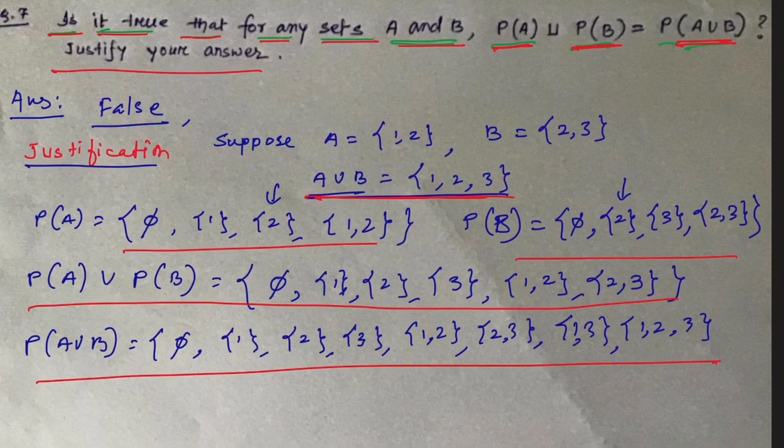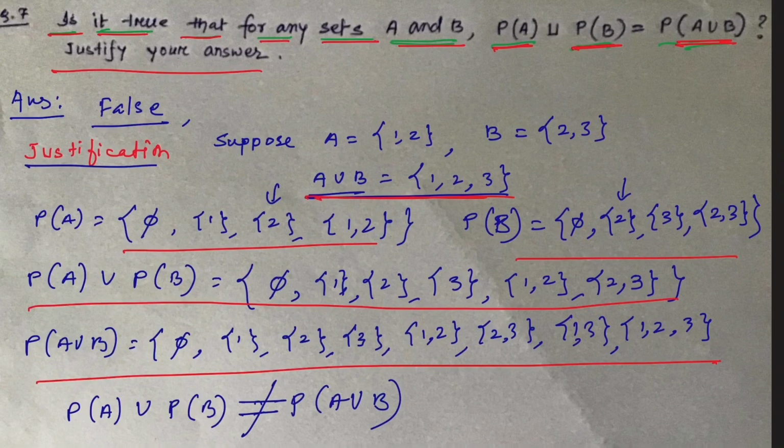Now if you compare these two results, you can see here that the union of the power set of A and the power set of B is not equal to the power set of A union B. It is not equal. Hence our answer is justified.